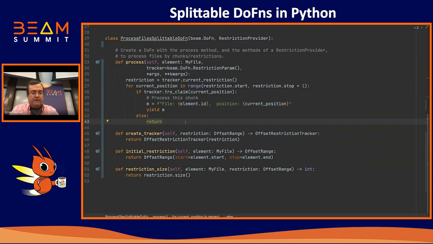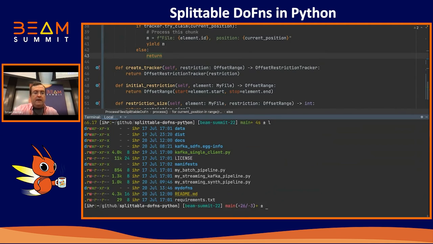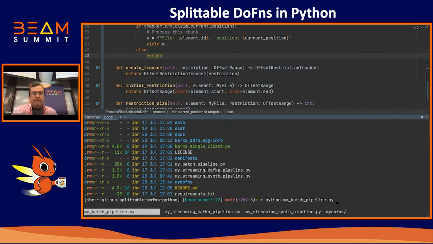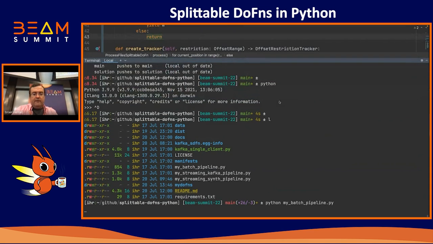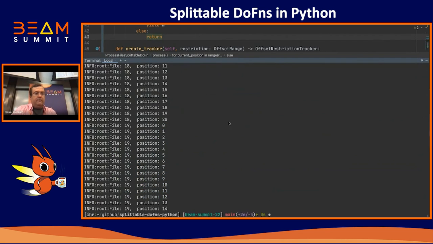So let me open the terminal. And here I have my batch pipeline that doesn't accept any arguments. So I can just run my batch pipeline. Let me put it here a little bit more in view. And if everything went well, this should not fail. Hey, so here it is, okay?